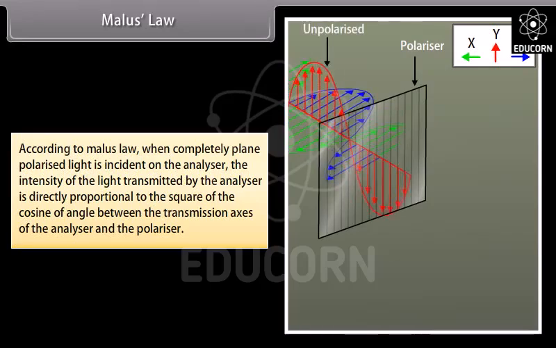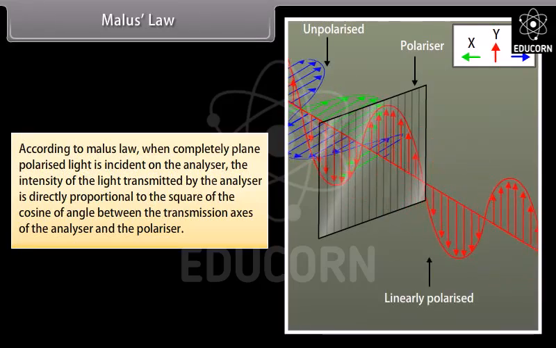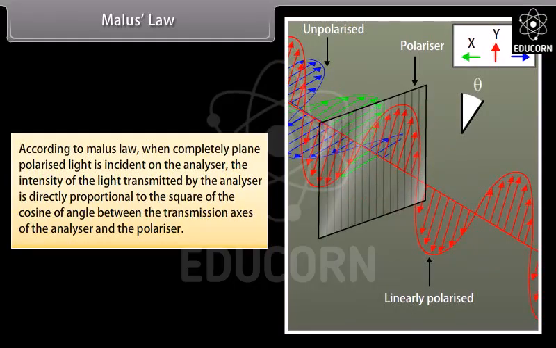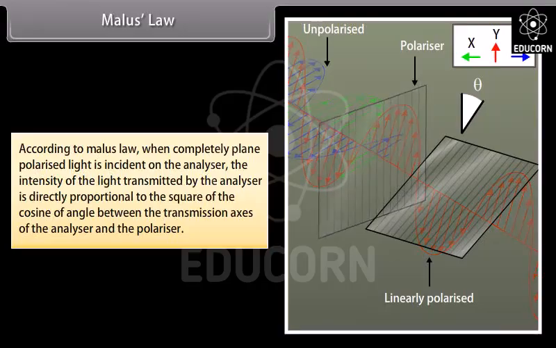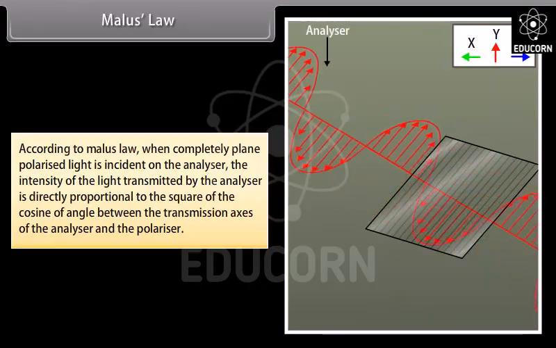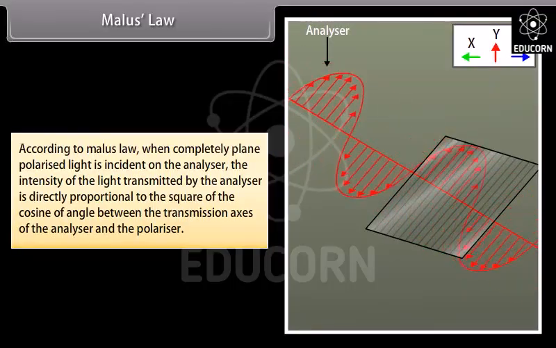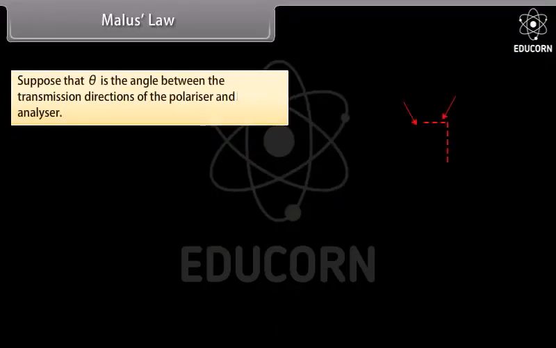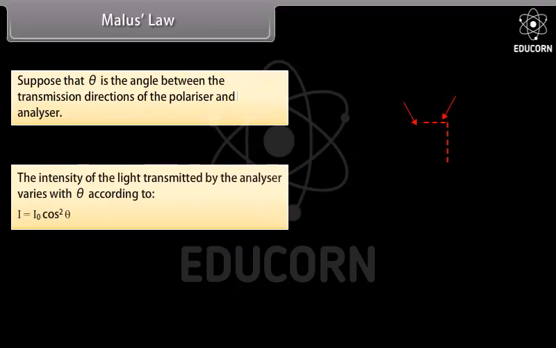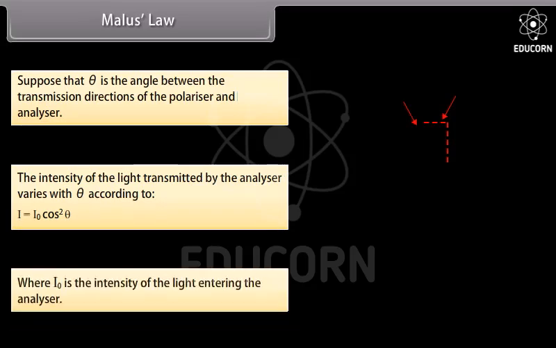According to Malus's law, when completely plane polarized light is incident on the analyzer, the intensity of the light transmitted by the analyzer is directly proportional to the square of the cosine of the angle between the transmission axes of the analyzer and the polarizer. Suppose that theta is the angle between the transmission directions of the polarizer and analyzer. The intensity of the light transmitted by the analyzer varies with theta according to I equals I naught cos squared theta, where I naught is the intensity of the light entering the analyzer.